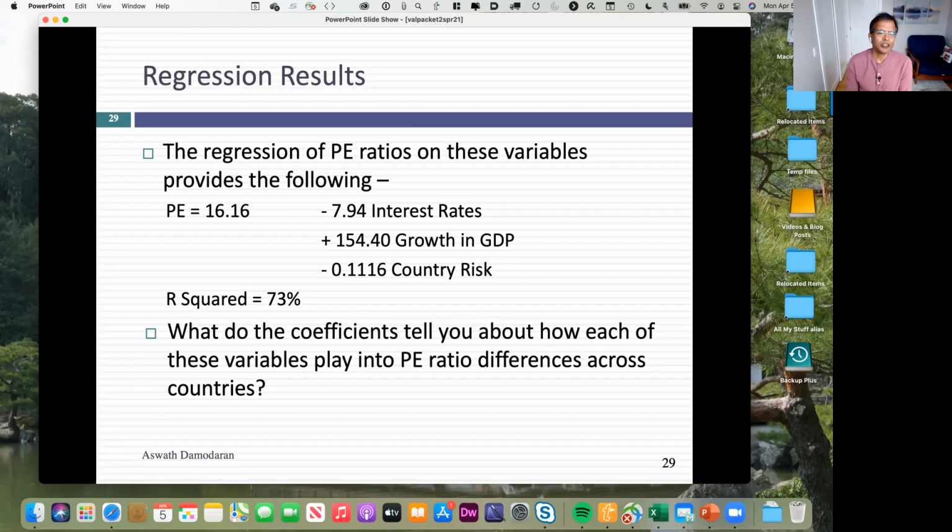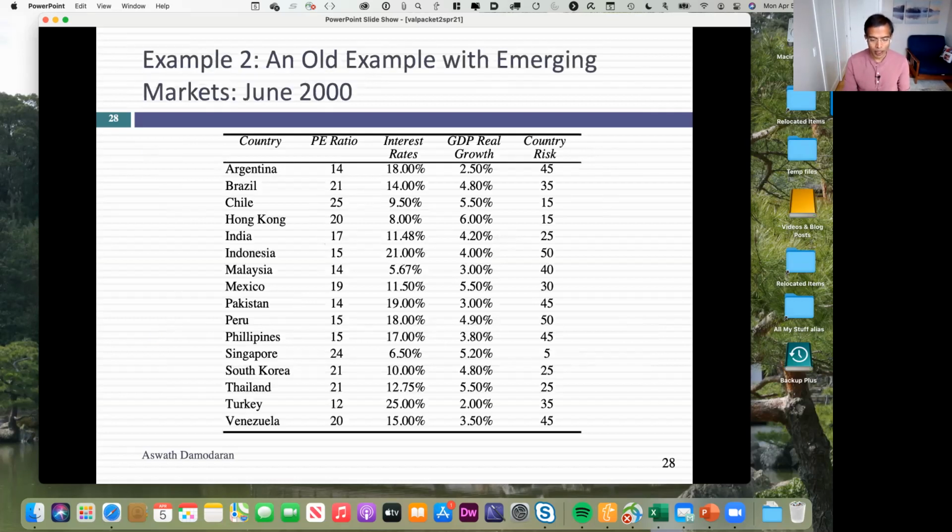But you're saying it's not a statistics class. I'm an investor. Who cares? You know how I can use this regression? If I asked you to look at Argentina, on the previous page, it's 14 times earnings. That looks pretty low, right? You say, is it cheap?